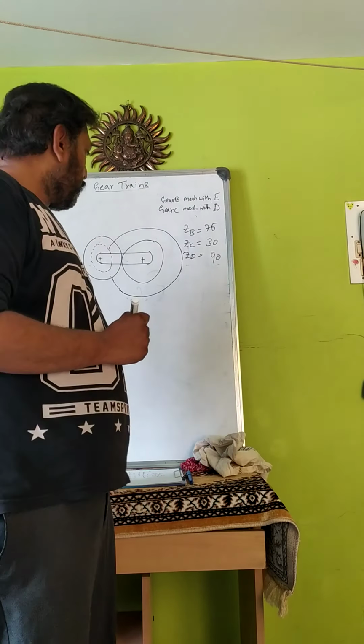According to this, gear B meshes with gear E. Gear C is meshing with gear D. This is the reverted gear type of problem, that is, reverted gear trains.